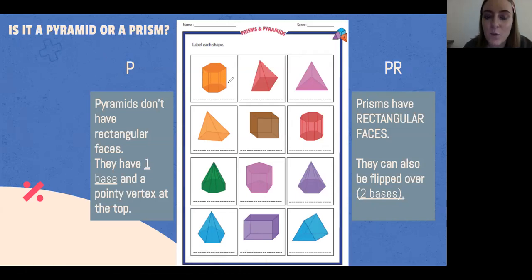So this one here, right off the bat, I can see a rectangle right here. Can you see it? And I can see that there's more than 1. Now, if I look at the base, which is this bottom part here, I can see there's one right up top that looks exactly the same. If I flipped it over, it would be able to stand there. It can be flipped over and it has rectangular faces. So I am going to write a PR for prism.